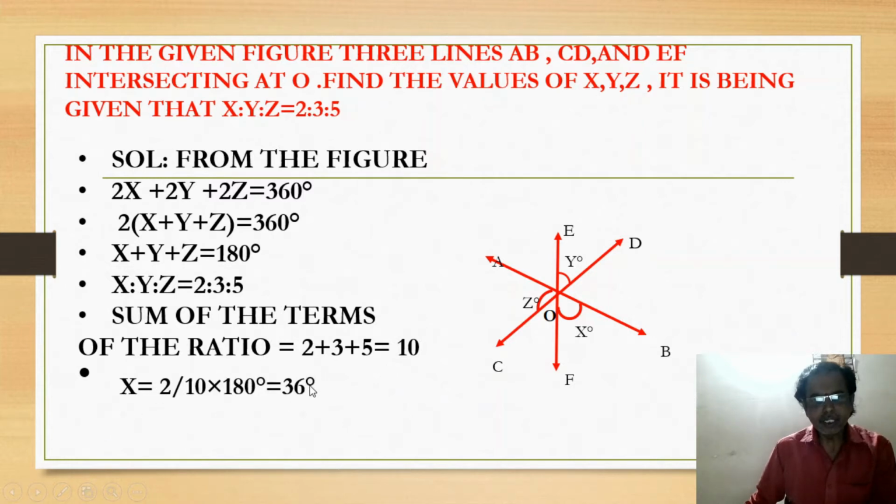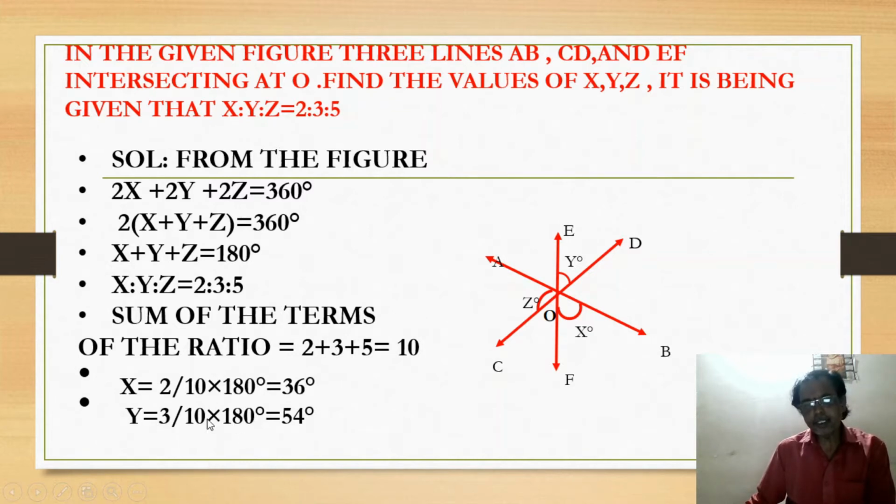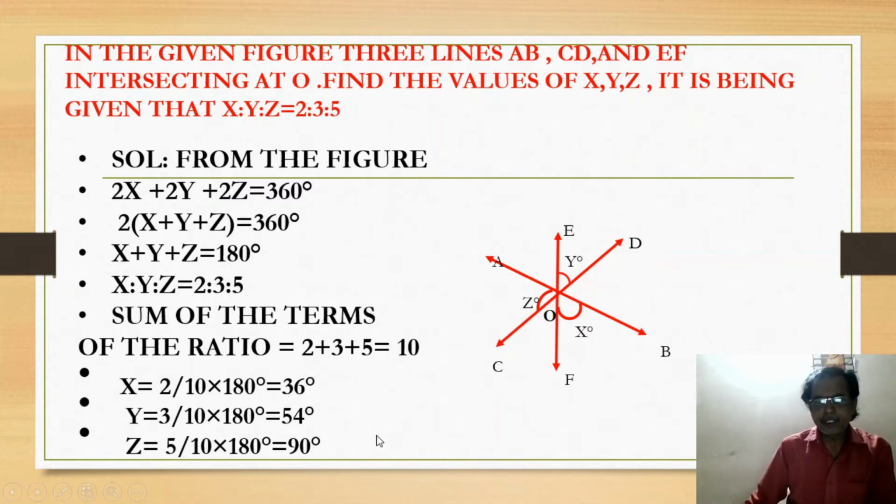36. So 10 ones are 10, 10 eights are 80... that is, 18 times 2 is 36. And then y: in 10 parts, 3 parts are for the y value. So y is equal to 3 by 10 into 180, that is 18 times 3, 54 degrees. In the same way, z is equal to 5 by 10 into 180, that is 5 into 18, 90 degrees. So like this we can get the x, y and z values. Very important, some practice we have.